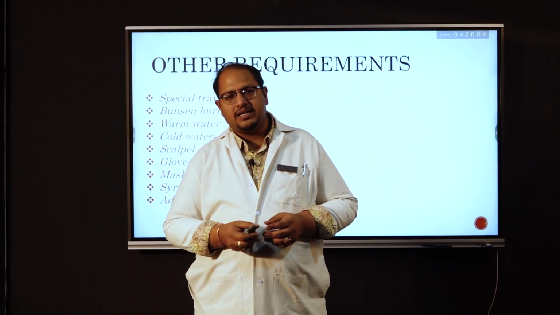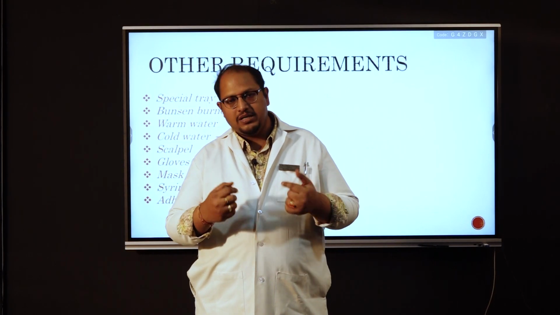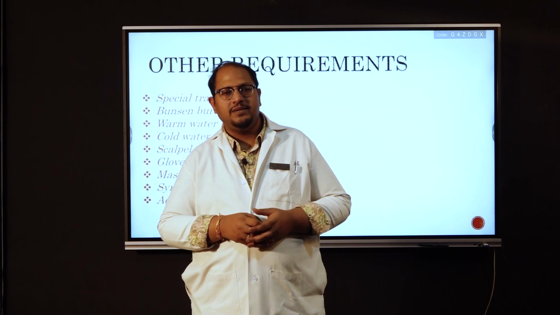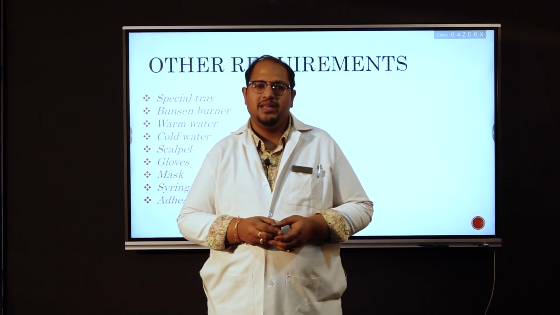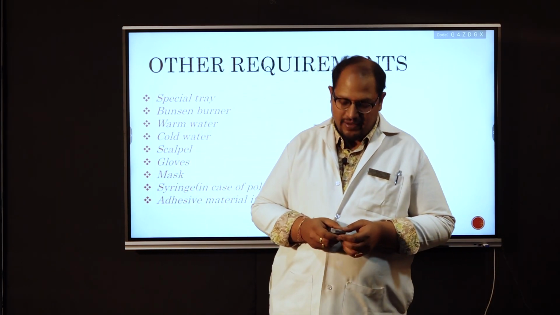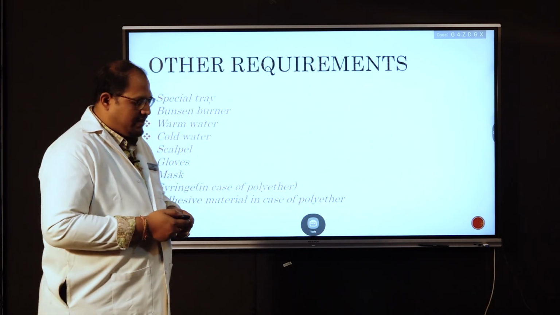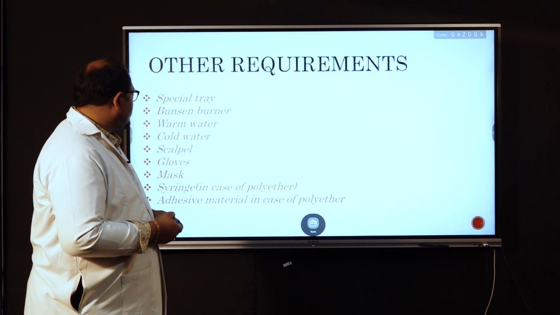So when we have made the custom tray, we need to make sure that the borders of the tray are 2 mm shorter than the width or the height of the sulcus of the primary cast that we have achieved, right? So the first requirement we need on the clinical side when we are proceeding for border molding is the special tray.